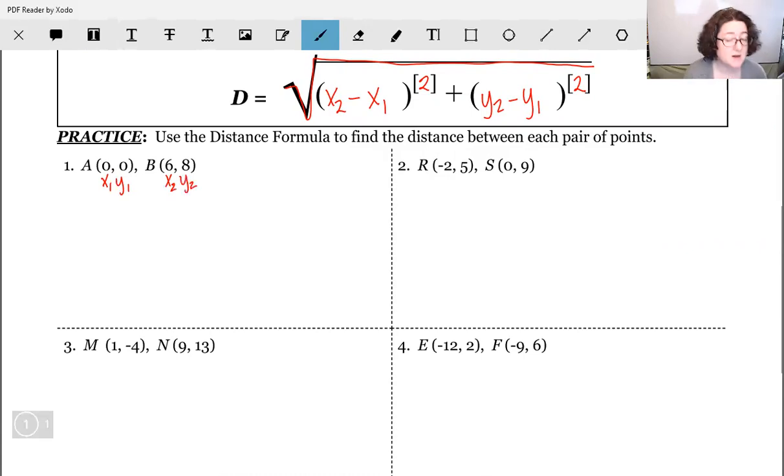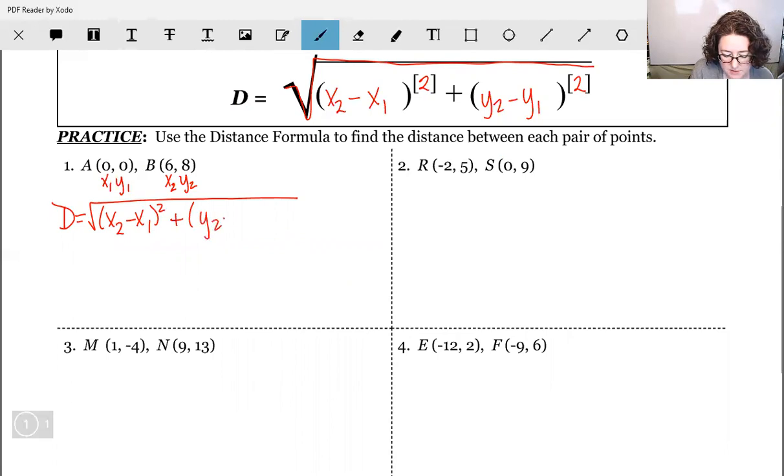And again, it doesn't matter which one you choose as x1, y1 versus x2, y2, as long as you are keeping those values in the same spot, and it's just going to help us keep everything in order. So our distance is going to be x2 minus x1, and actually, never a bad idea, let's do this first problem. Let's write out the full formula all together. So y2 minus y1 squared.